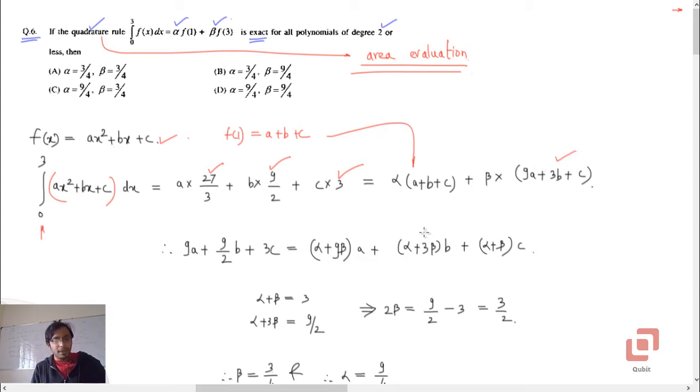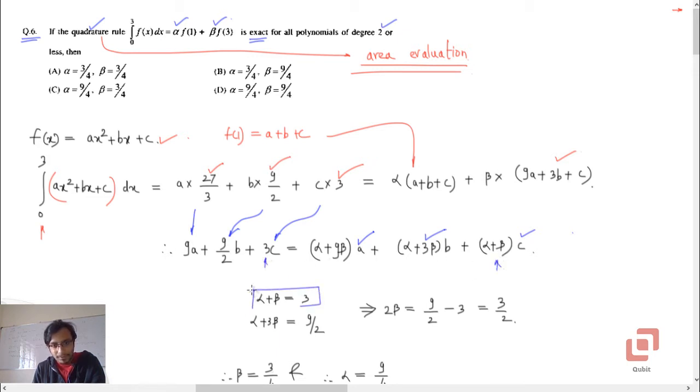Okay, so what we now have is essentially the following: 9a plus 9 by 2 b plus 3c equal to alpha plus 9 beta times a plus alpha plus 3 beta times b plus alpha plus beta times c. Okay, so what I've now done is I've just equated the coefficients of a, b and c. So I will then get alpha plus beta equal to 3.